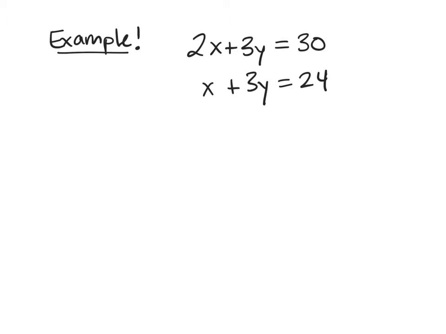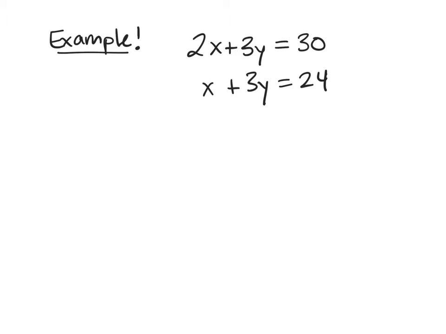Now, we've done graphing where we would graph these, and then the point where they intersect would be the solution, the x and y value where they're both true. We've done substitution where we would move this over here so that we have x by itself, and then we could substitute for that x and figure out what the y was and all that good stuff. So now we're going to do elimination, which means we are literally going to eliminate one of these variables.